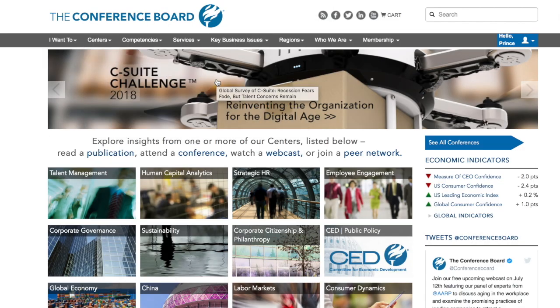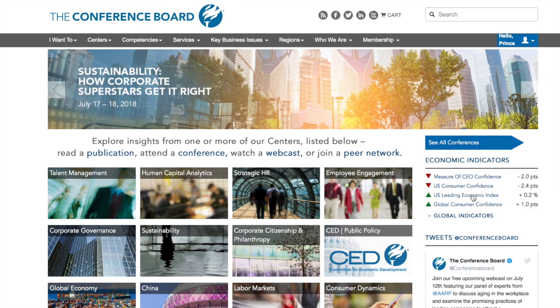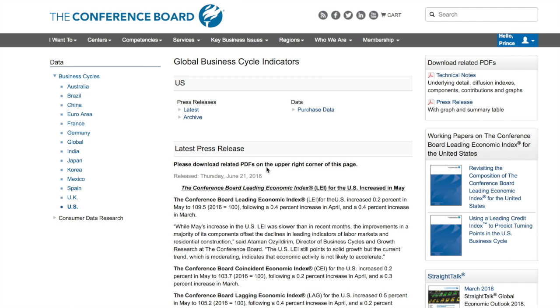Once you log in, you can set up an account. It's free. Mine is already logged in, so I can't walk through it. And you have economic indicators, U.S. leading economic index, right? So you can click on that. Once you click on that, it's going to take you to the economic indicators that they have.